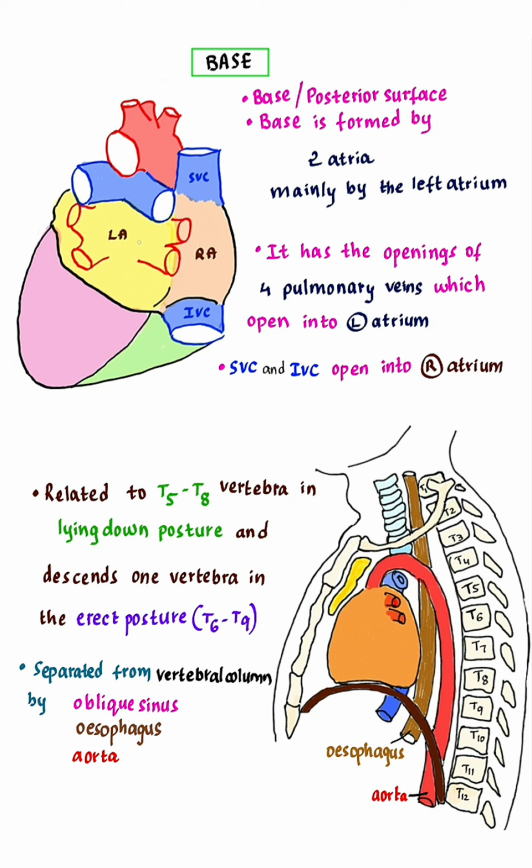The base is formed by both atria, mainly the left atrium. Four pulmonary veins open into the left atrium. The superior vena cava and inferior vena cava open into the right atrium. In lying down posture, it is related to T5 to T8 vertebrae. In erect posture, it is related to T6 to T9 vertebrae. The base is separated from the vertebral column by the oblique sinus, esophagus, and aorta.